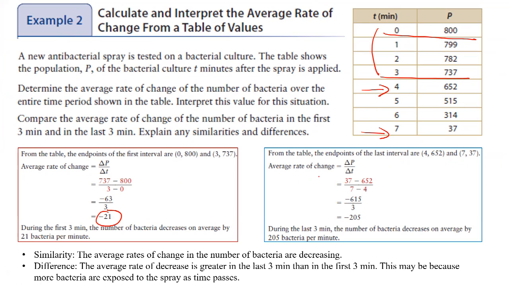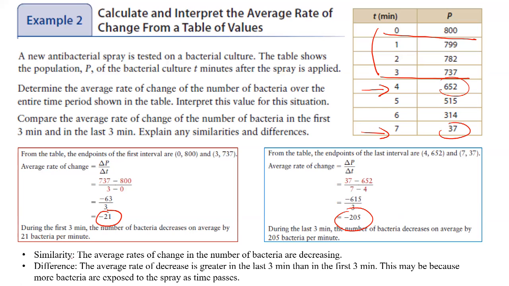the average rate of change is delta P over delta T, which is 37 minus 652 over 7 minus 4, which is minus 205, right? So that means during the last 3 minutes, the number of bacteria decreases on average by 205 bacteria per minute.